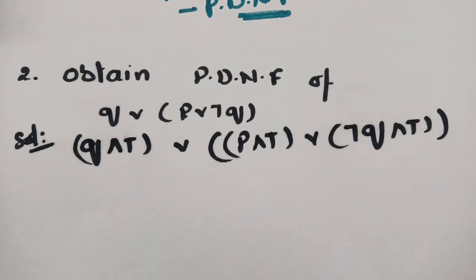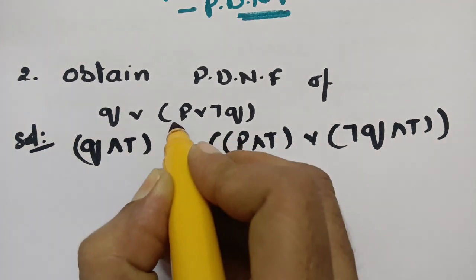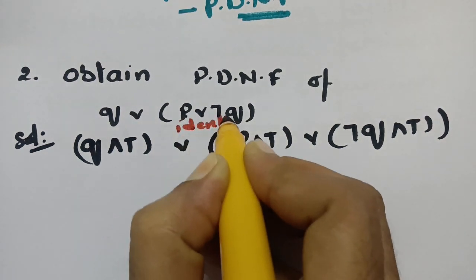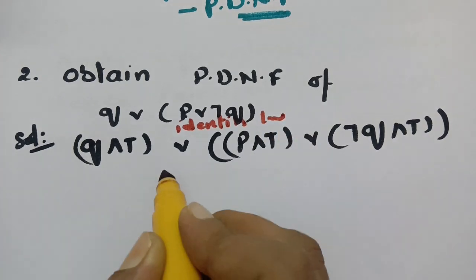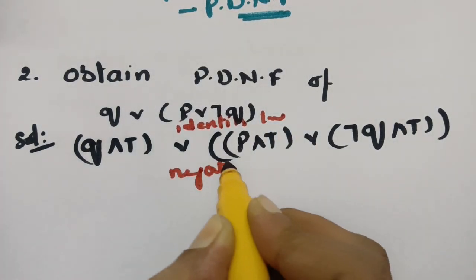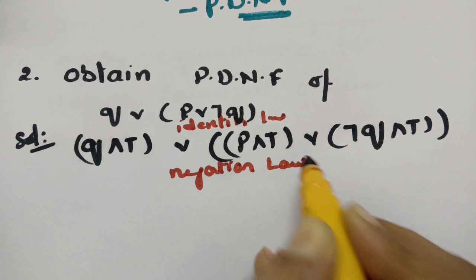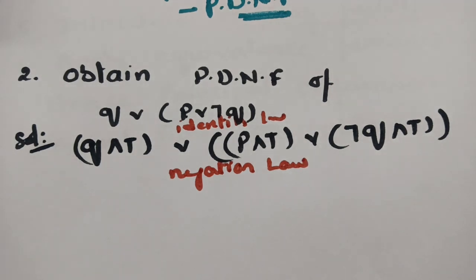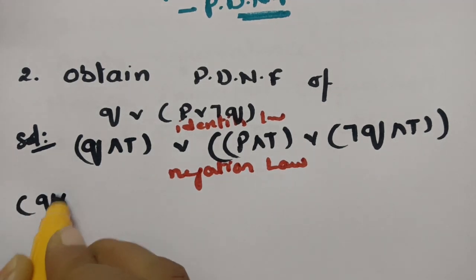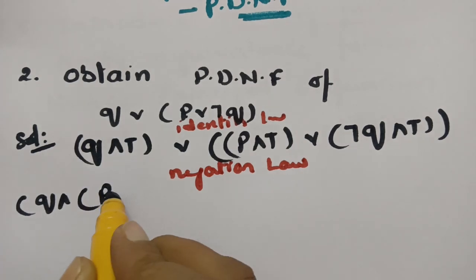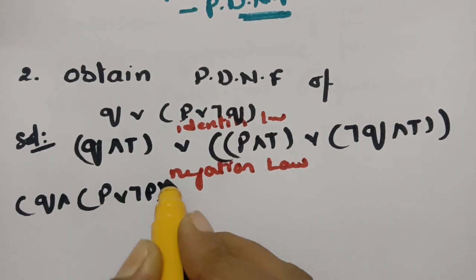So which law am I going to use here? According to the identity law, I have written this one, and this one is according to our negation law. I am introducing the missing term here. So what is missing? For Q, P is missing, therefore P or negation P. Clear?